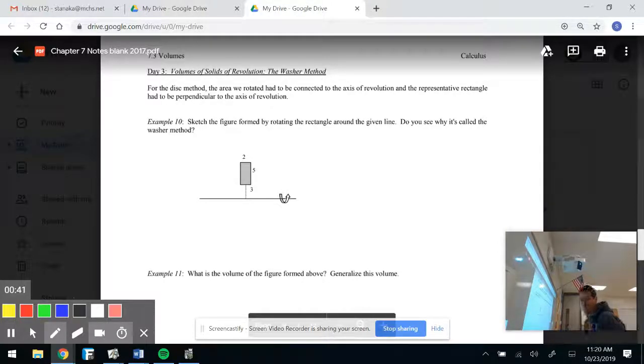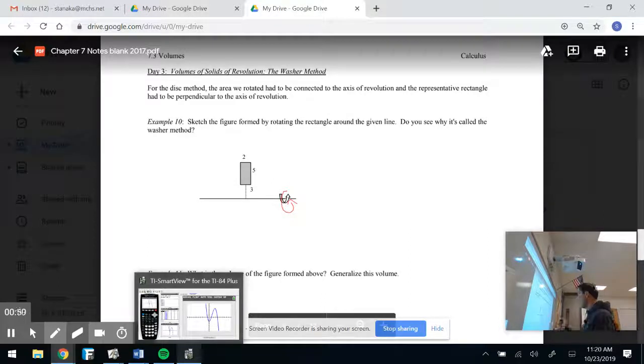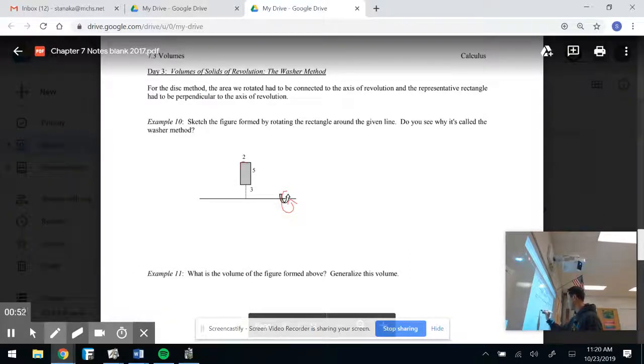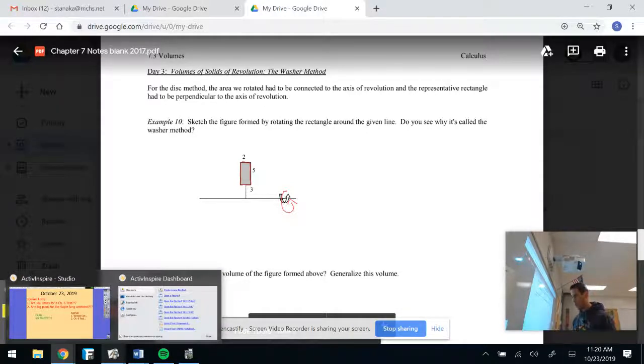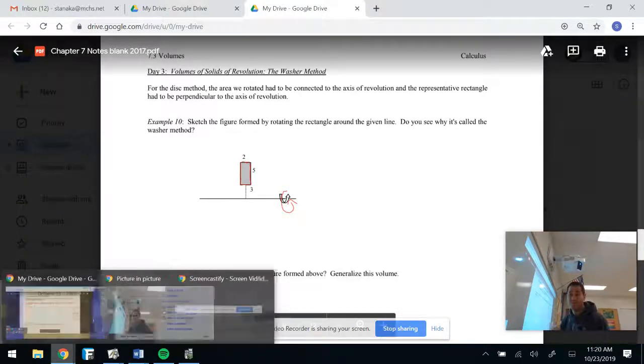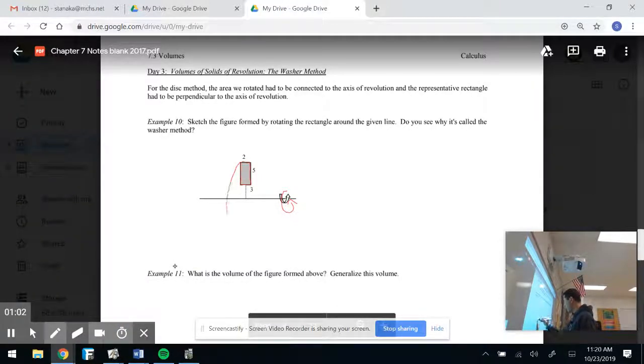So what the heck is the disk method, right? We've been revolving things about an axis, right? This we could say is revolving it about the x-axis. Now, if I were to take this rectangular object here and revolve it about the x-axis, what would that look like? Now I've kind of been trying to practice this, okay? So let's see. It would look kind of like this. Okay, that would be like the bottom of it there. And then we would kind of have an inside, okay?